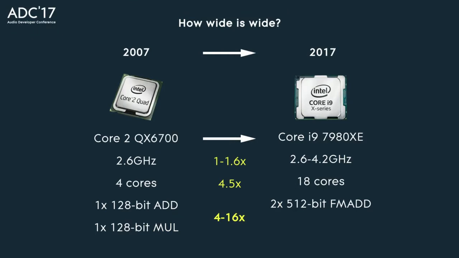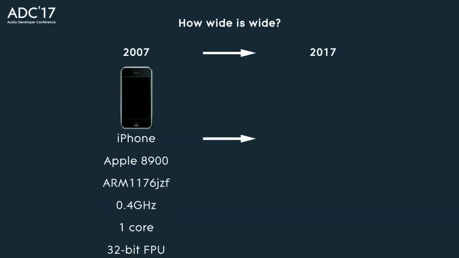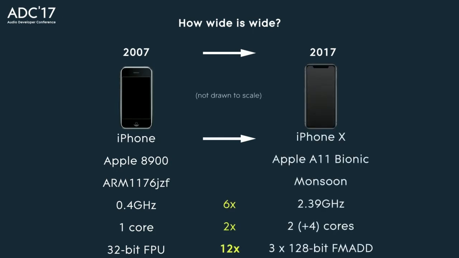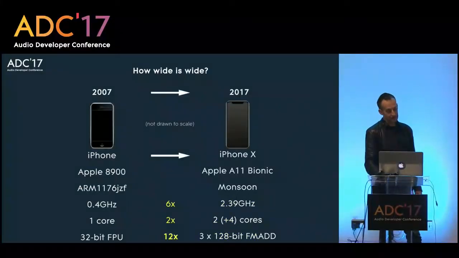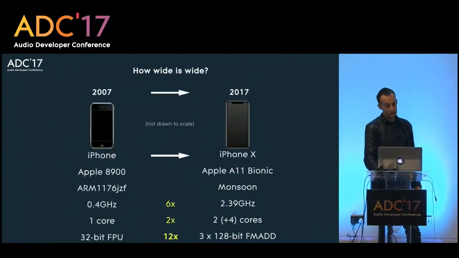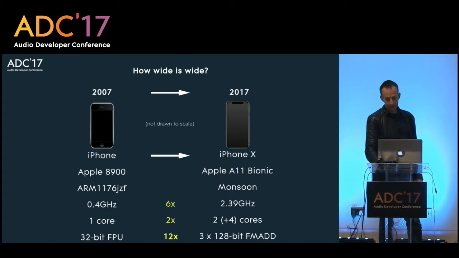So that's pretty wide. On mobile, that's the original iPhone. 10 years on, it looks kind of the same. It's a little bit bigger on the outside, somewhat faster on the inside, and much, much wider on the inside, whereas the original phone could do maybe 1 floating point multiply each clock. This one can do up to 12. But taking advantage of all of this, unfortunately, doesn't come for free.